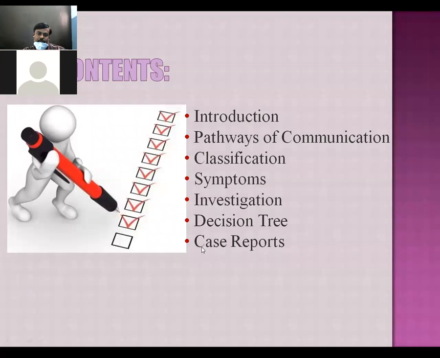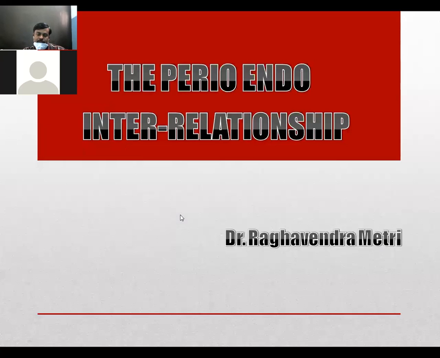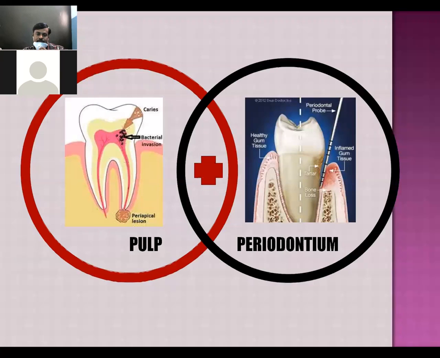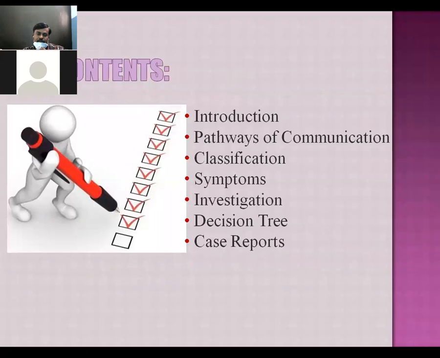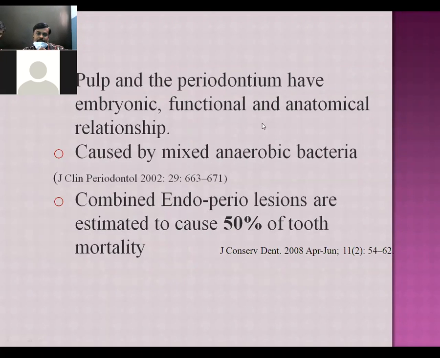With covering about Perio and the limits. So basically, Perio and Endo have the same embryonic origin, and the infections related to Perio and Endo are both from anaerobic bacteria. The combined endo-perio lesions are estimated to cause 50% of the mortality. So it is very important to diagnose endo-perio lesions and treat them accordingly.